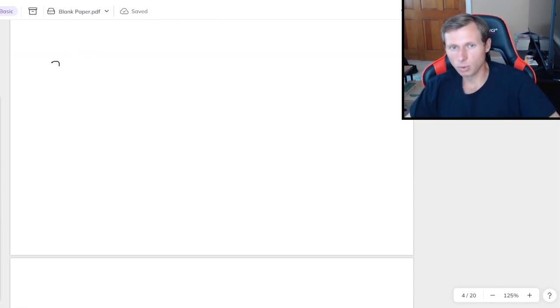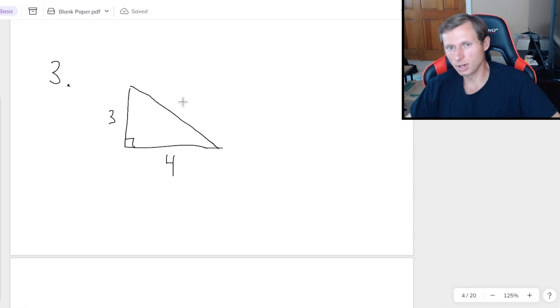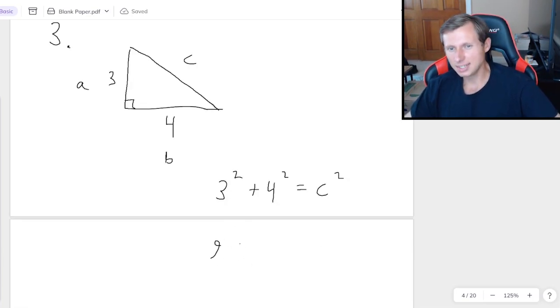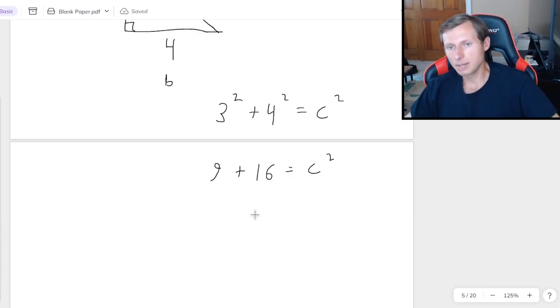And now just one more to do today. This one you should definitely be able to do on your own and without a calculator. Let's say this leg is 3, this leg is 4, and again, I want to find the hypotenuse C. Go ahead, give it a try. So I'm going to call 3 my A and 4 my B. So that means 3 squared plus 4 squared equals C squared. 3 squared is 9, 4 squared is 16, and then that just equals C squared. 9 plus 16 is 25 equals C squared.